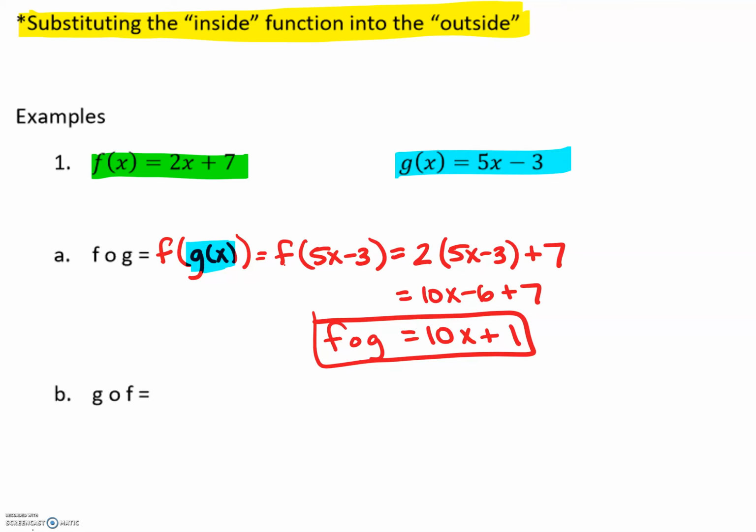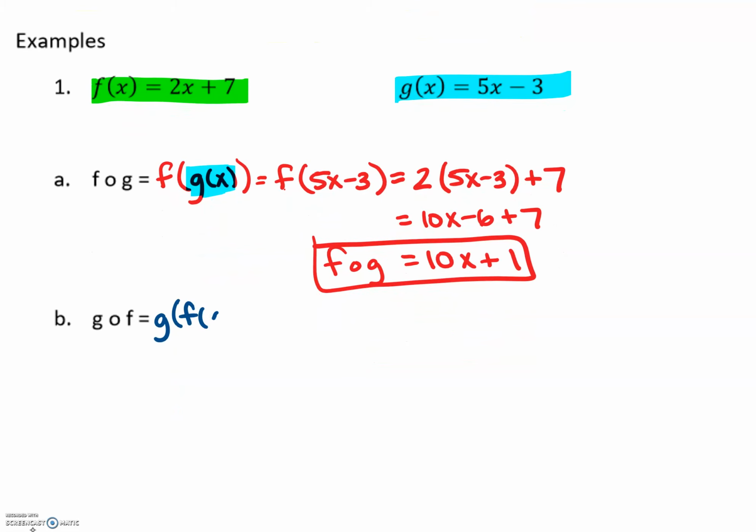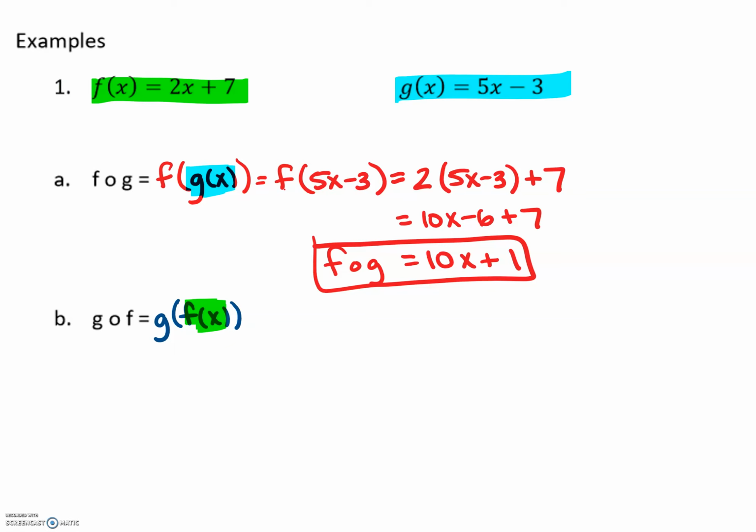Now let's take a look at part B. Part B reverses the order. It's saying g of f, so g is going to go on the outside and f of x is going to go on the inside. What did we say f of x was? f of x is 2x plus 7. So I can replace the inside with 2x plus 7.